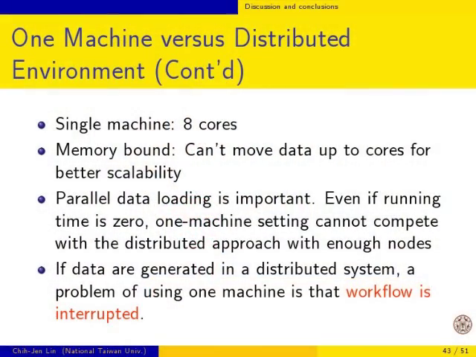So the problem is that even though right now for our setting we have 8 cores, in a one machine setting you need to move data to the upper level of the memory, so those cores can use them, right? For our calculation, CPUs are very fast, but moving data up to, say, level 3 cache is relatively slow. That's the reason why we don't get good speedup.